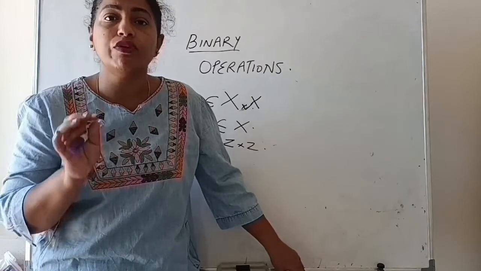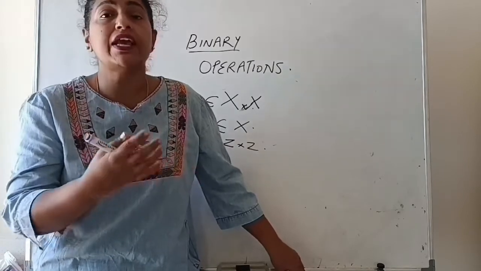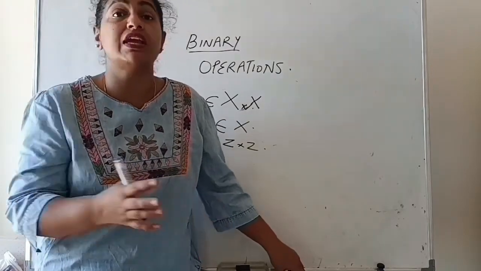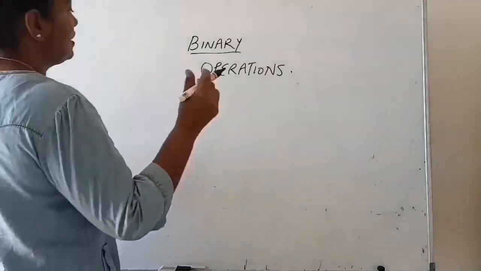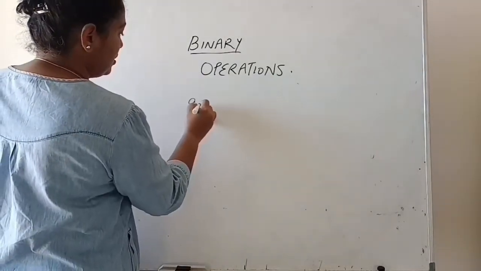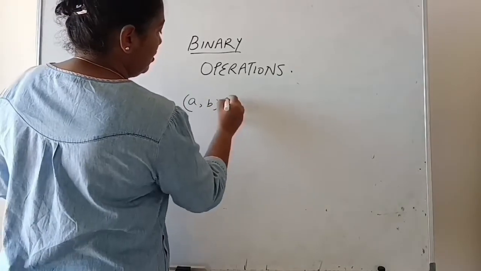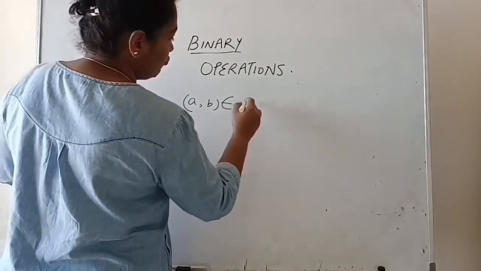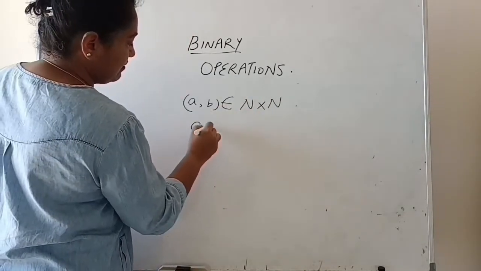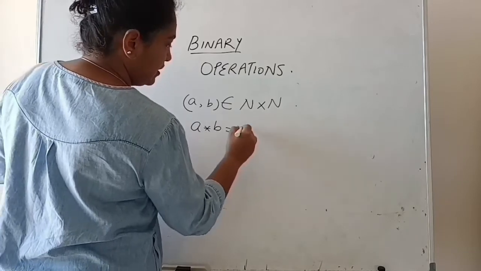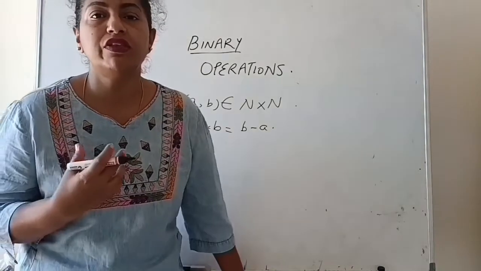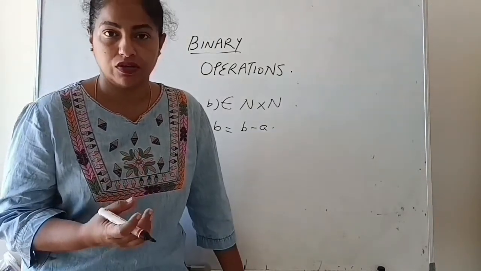So let us see an example of an operation that cannot be a binary operation, so that you get a clear understanding of what can be a binary operation and what cannot be. Okay. Let me define a binary operation. I am defining a binary operation on a and b. I am telling that a and b belong to the set of natural numbers. And I am defining a binary b as b minus a.